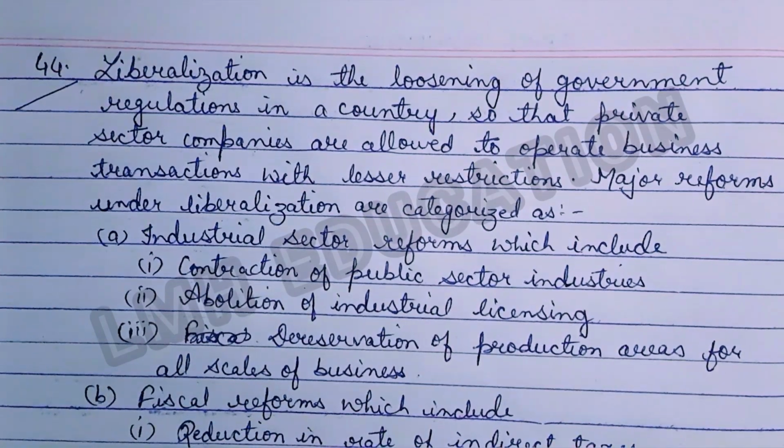contraction of public sector industries. Second, abolition of industrial licensing. And the third one is de-reservation of production areas for all kinds of business.